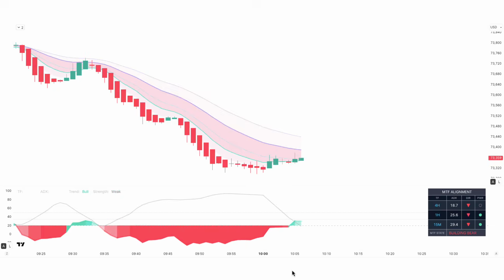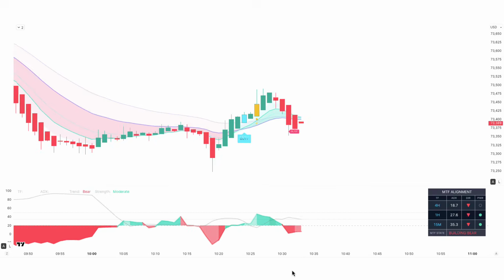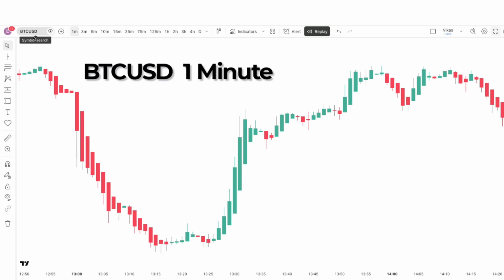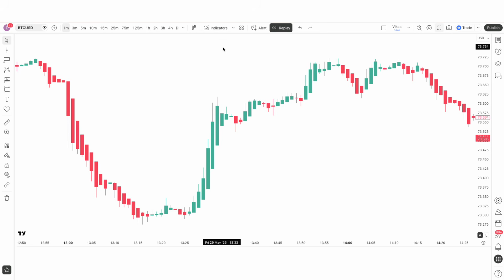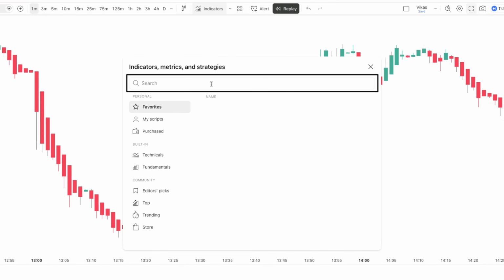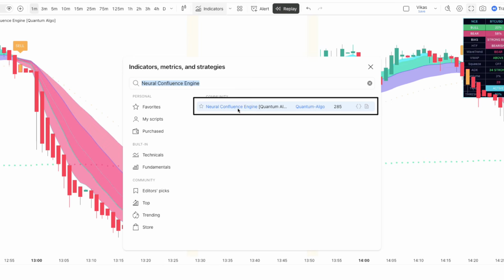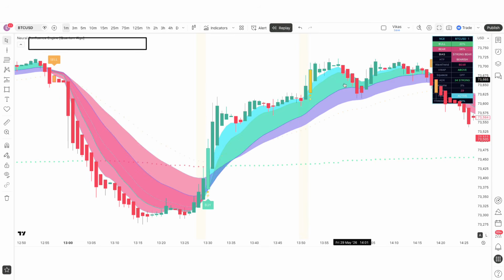Now we'll tell you how we want to trade. Let's start the video. We open the BTC/USD 1-minute chart. And don't sweat the time frame either. Next, you'll want to find those magic indicators. Head over to the Indicators tab and search for the Neural Confluence Engine. Select the indicator Quantum Algo and add it to the chart.